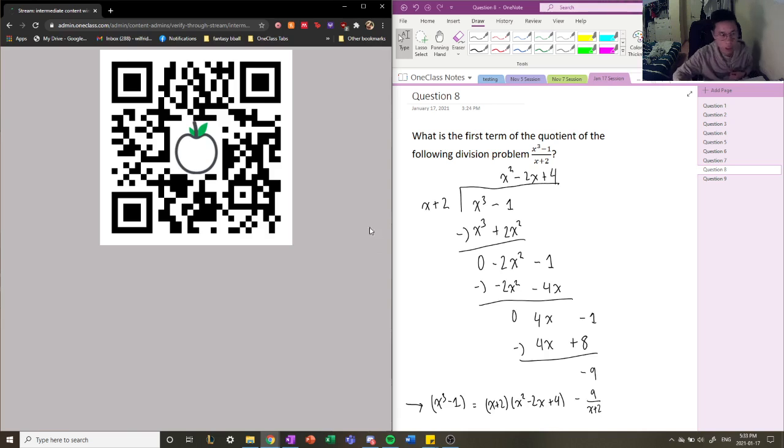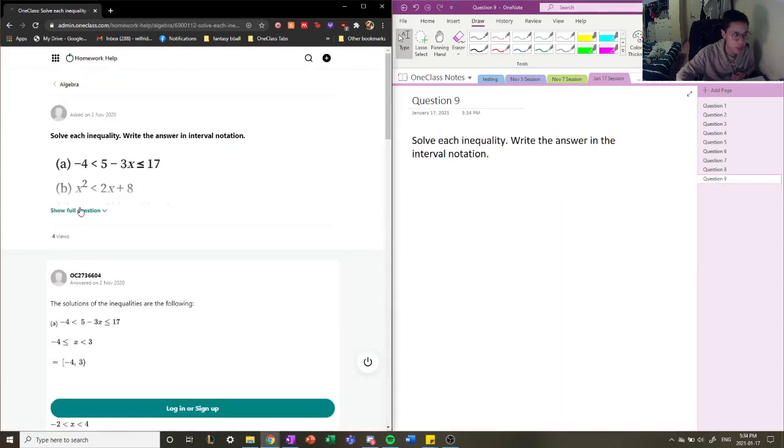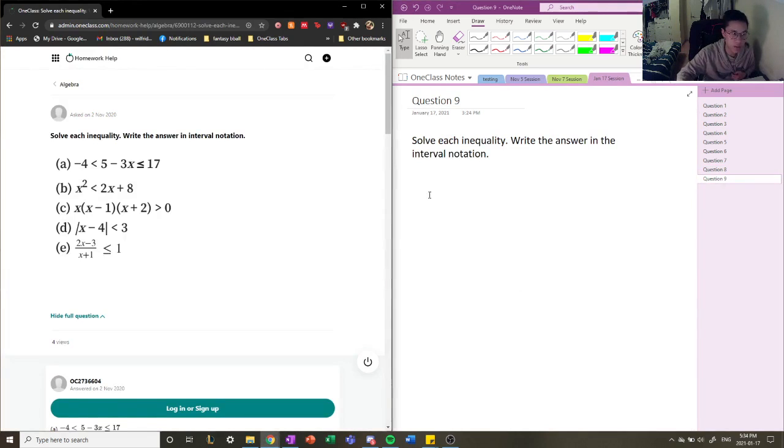All right, so our final question of the day is asking us to solve each of these inequalities and write the answer in interval notation. I'll get into a little bit about what interval notation is in a second, but I'm going to just jump right into solving each of these inequalities.